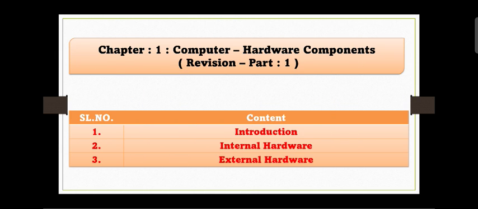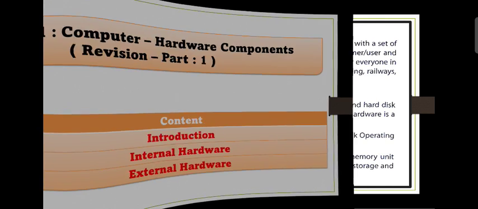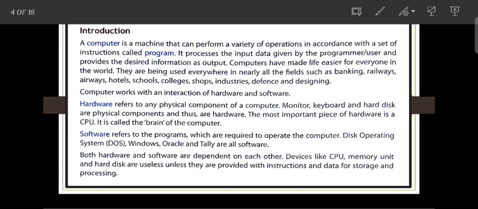This is the content of this chapter, and in this video I'm going to revise the introduction and the internal hardwares. Okay, so now move on to the main topic. So first is introduction. A computer is a machine that can perform a variety of operations in accordance with a set of instructions called a program.